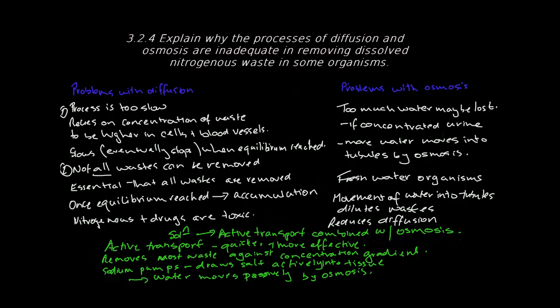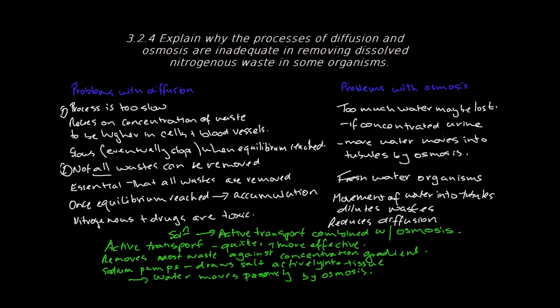So a bit of a mess there, but let's go through this very quickly. So we see there are certain problems with diffusion. It's too slow, and not all waste can be removed. So although we've got them down as 2 points, the process of being too slow comes about because of equilibrium. Once we reach equilibrium of solutes on both sides of the membrane, so in the tubule and the bloodstream, it slows down and stops. Added to that, not all waste can be removed. So once equilibrium is reached, the nitrogenous waste and drugs start to accumulate, and they are toxic.